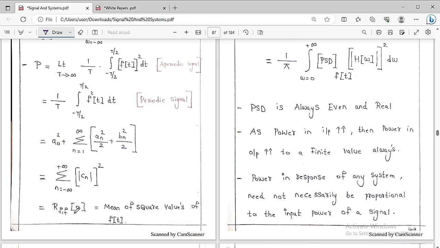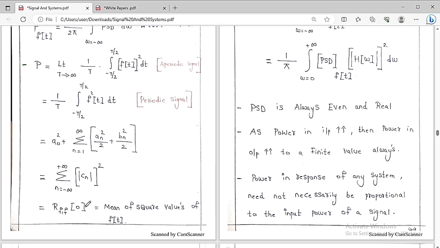And I've already told you the other expression, R f f of tau at tau equal to 0. Here also you are going to get the value of the power present in the signal f of t. So take the autocorrelation of the signal f of t, and then find it at tau equal to 0.